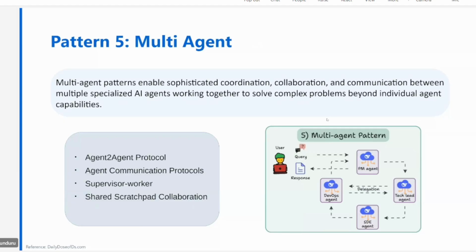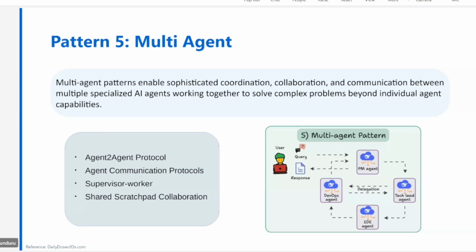So coming to the multi-agent pattern, there is a possibility, yes, as we mentioned, multiple agents will be collaborating and communicating between the specialized agents, working together to solve complex problems beyond individual agent capabilities. So this pattern focuses on the protocols, how the agents can communicate during the collaboration phase, communication phase, or coordination phase.